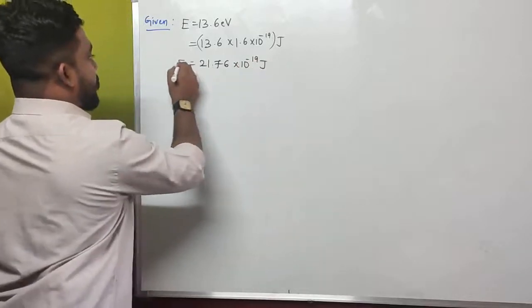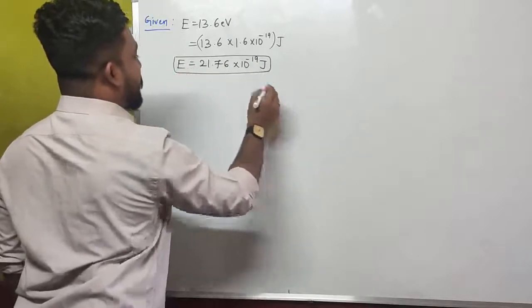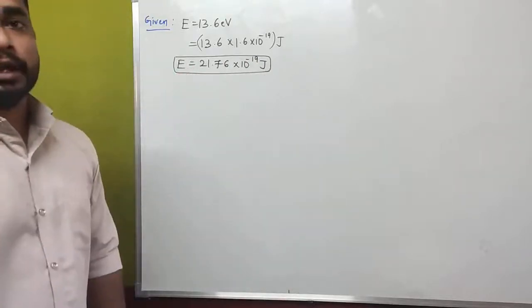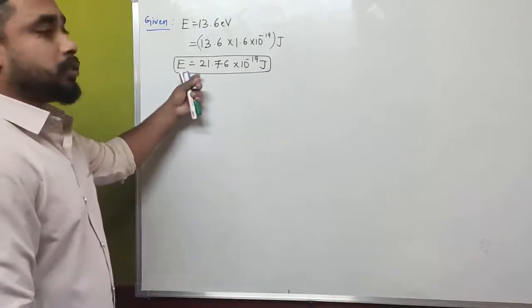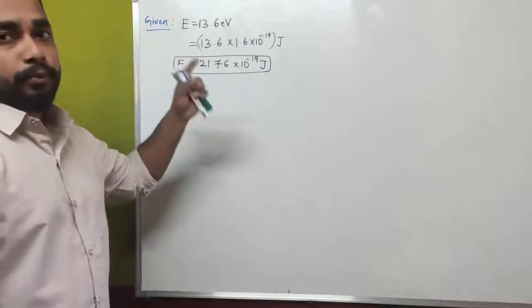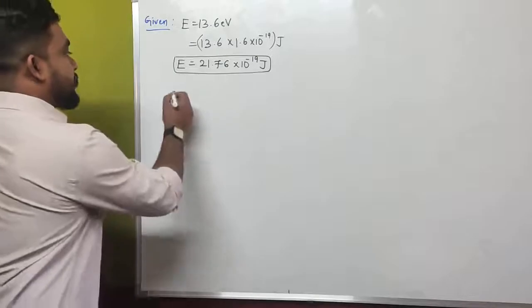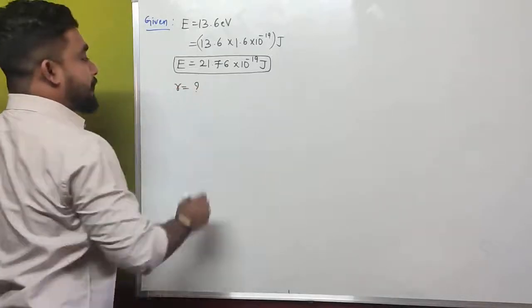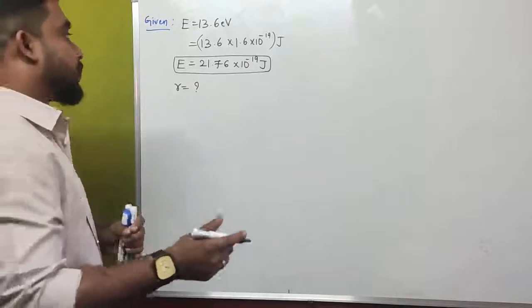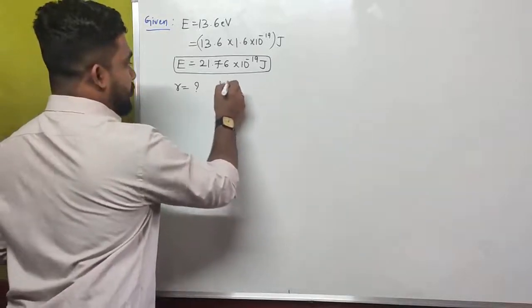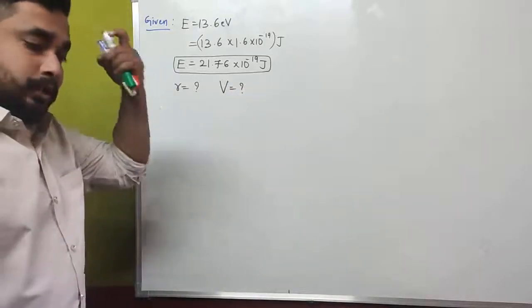Actually this is the value of the energy required to separate the proton and electron in a hydrogen atom. This is the amount of energy required to separate the electron and proton in a hydrogen atom. Next, what we have to calculate here is small r. Small r is the radius between the nucleus and the electron, and v, that is the orbital velocity, that we have to find.